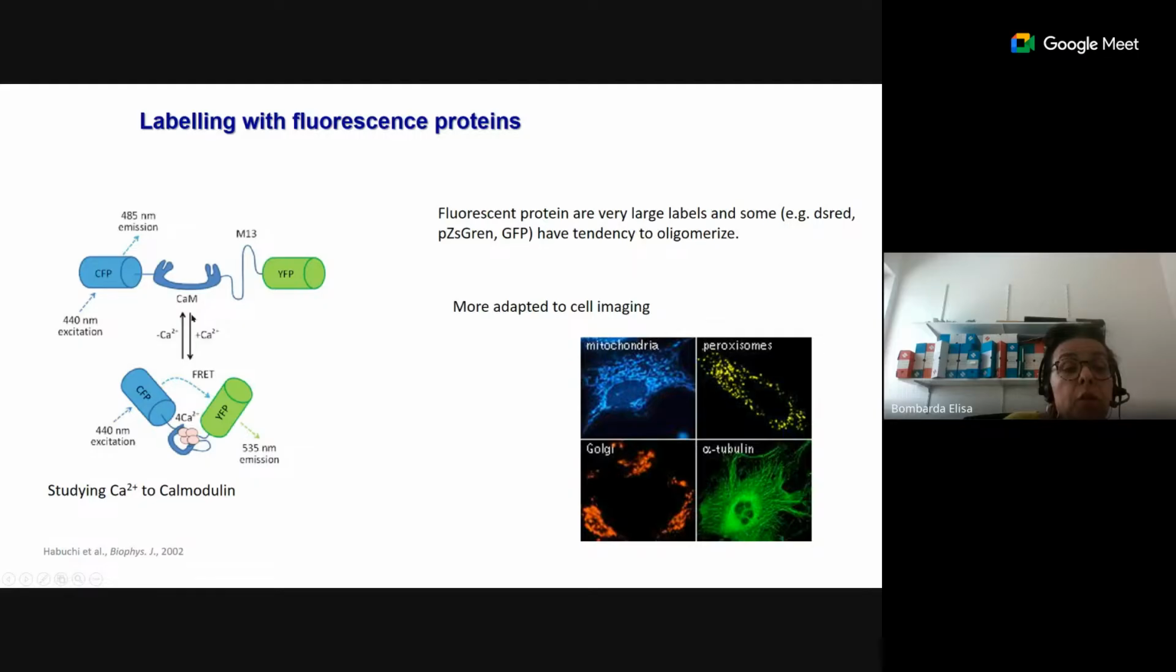So how does this work? Calcium binding implies a large conformational change of the protein, which implies the closeness of the extremes. You see the protein without calcium is quite stretched, and then it gets much more compact when calcium is binding. This process induces the closeness of the CFP to the YFP.